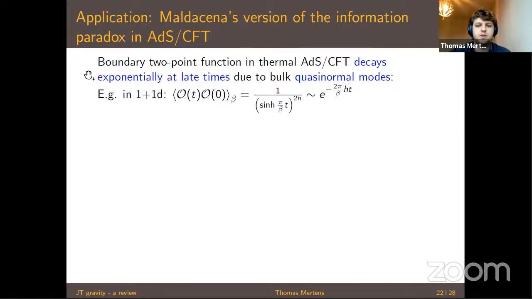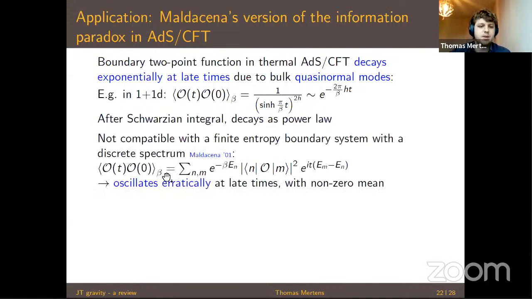So the boundary 2-point function in thermal AdS/CFT decays exponentially at late times. I already showed you that kind of expression. And even after you do the Schwarzian path integral, it still decays uniformly. In this case, it was as a power law, as I mentioned earlier. But both of these statements are not compatible with having a finite entropy boundary system that would have a discrete spectrum.